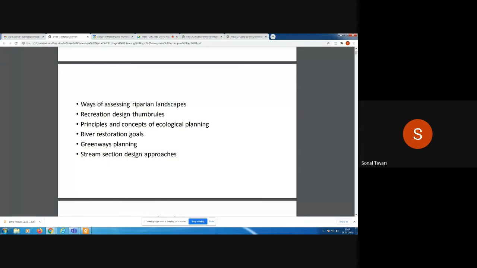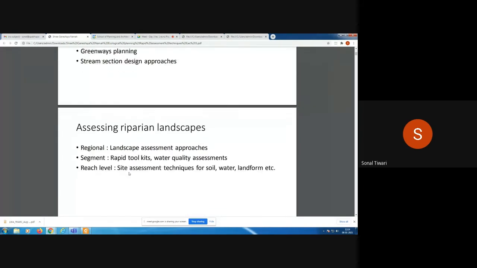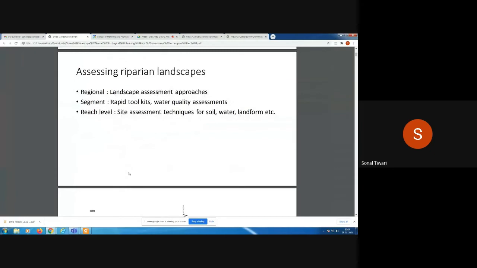Okay, so first and foremost, how do we assess riparian landscape?